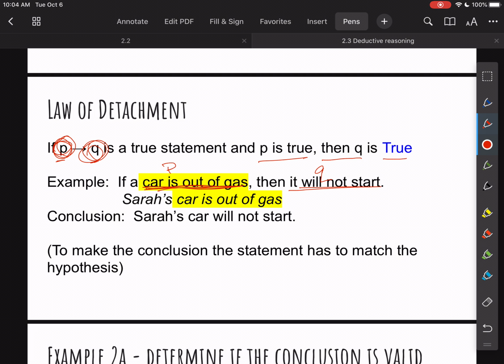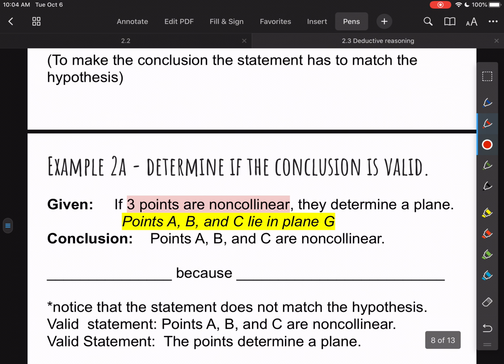All right, so here, it says Sarah's car is out of gas. So it's saying that P is true, right? This car is out of gas. Then a valid conclusion is that her car will not start, because we know that this part is true. That's all the law of detachment is trying to say. So that's the law of detachment. Let's look at example 2a.